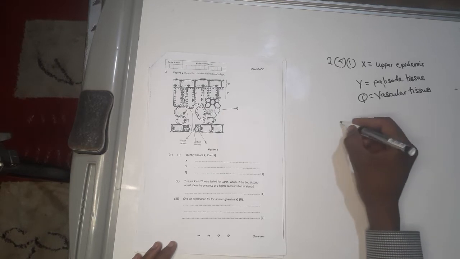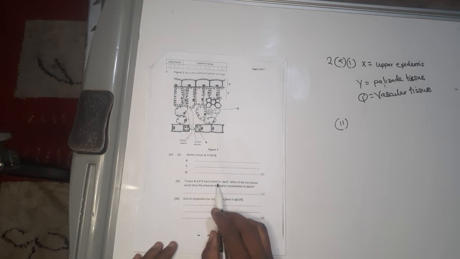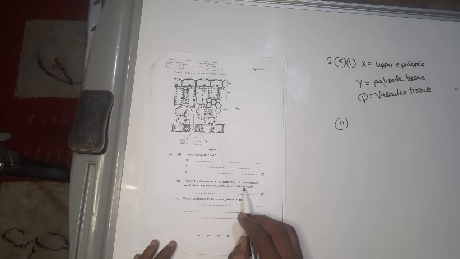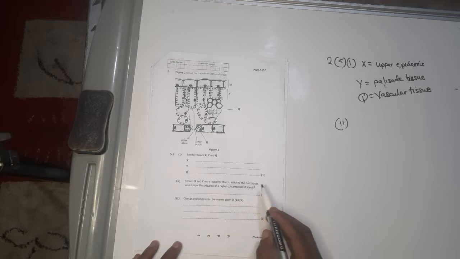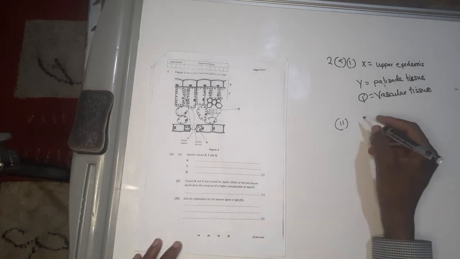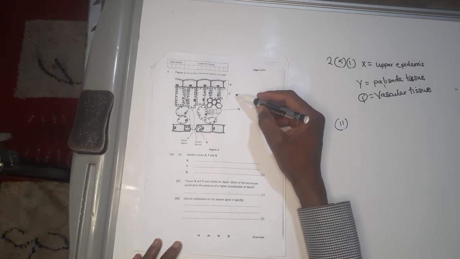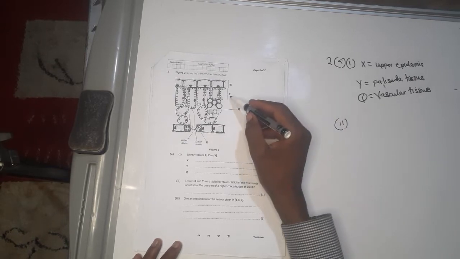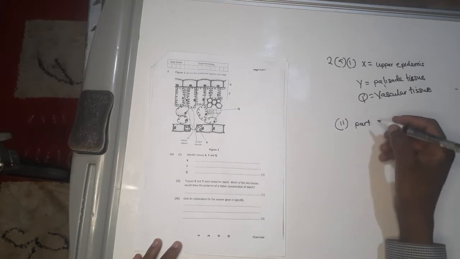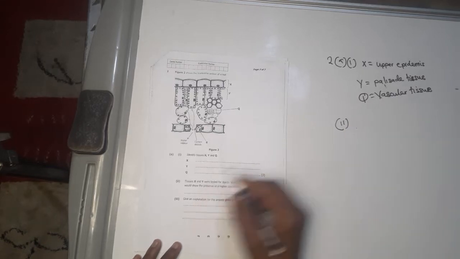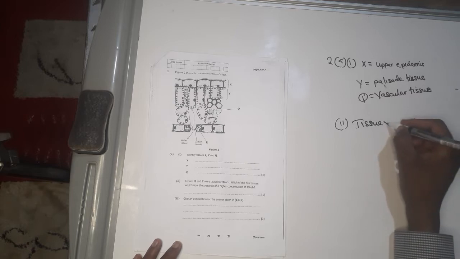Then A, Roman numeral 2, tissue X and Y were tested for starch. Which of the two tissues would show the presence of higher concentration of starch? Okay, so in this case, the part between X and Y, the one which will show higher concentration of starch, is part Y. That is the answer. Or should I use the word tissue since I'm using tissue? So we say tissue Y.